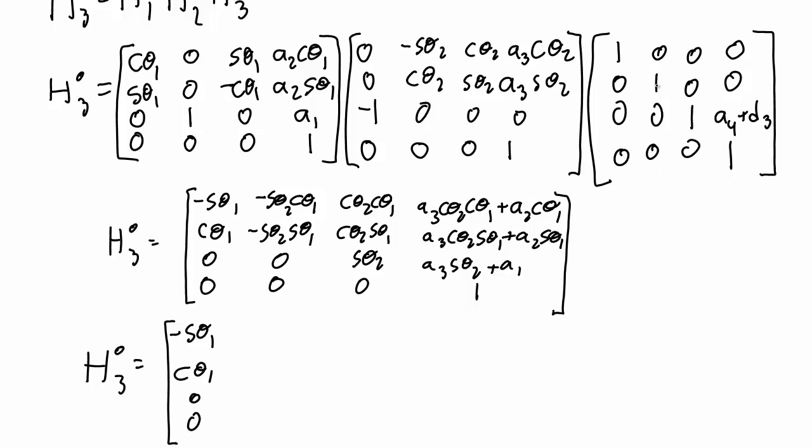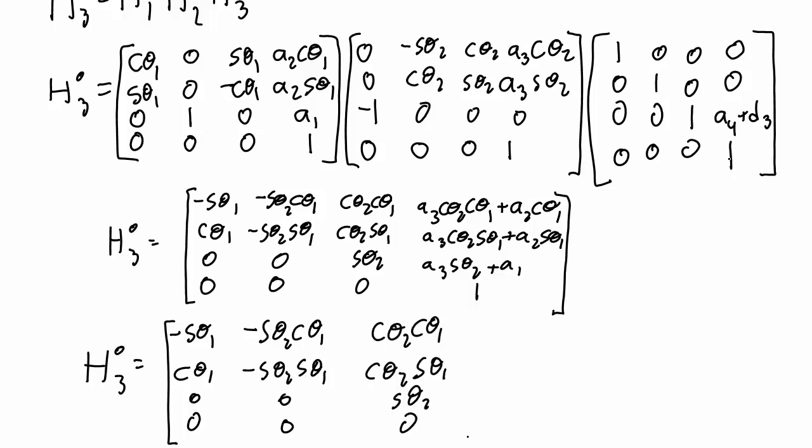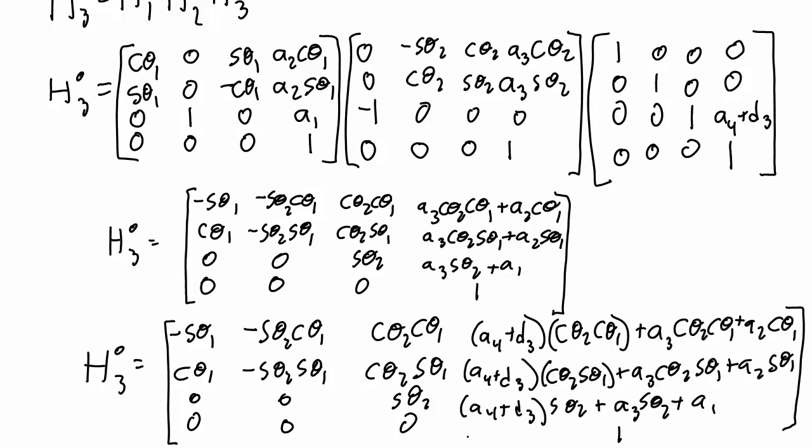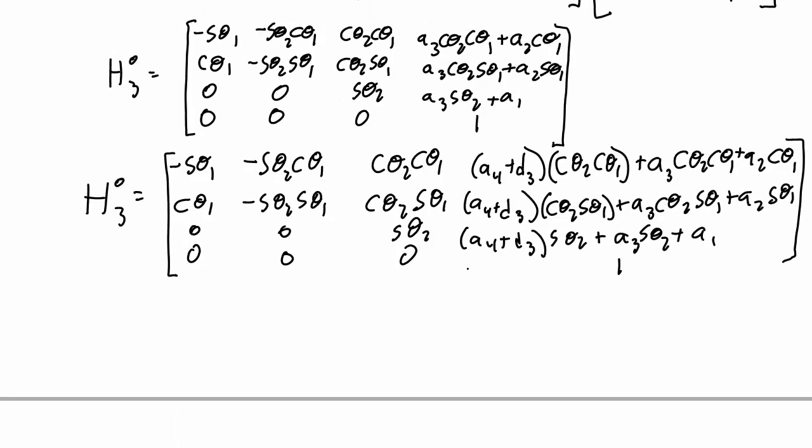Then column 2 times each of the rows. Column 3 times each of the rows. And finally column 4 times each of the rows. And there we go. We have the complete homogeneous transformation matrix from frame 0 to frame 3.